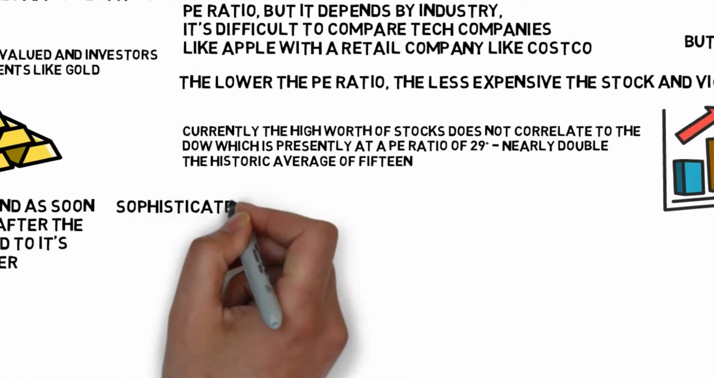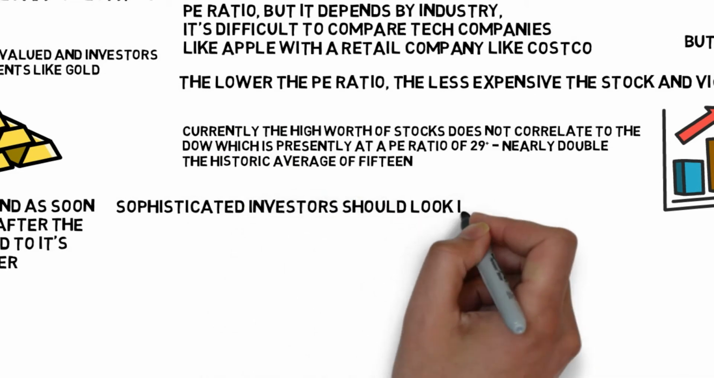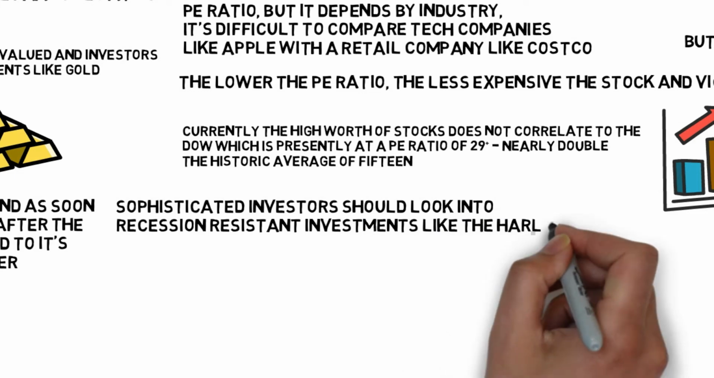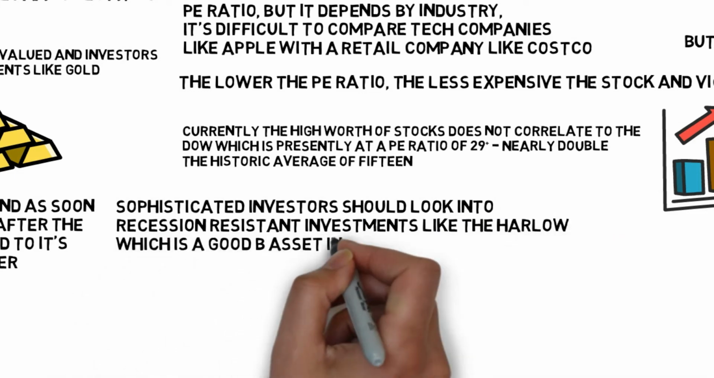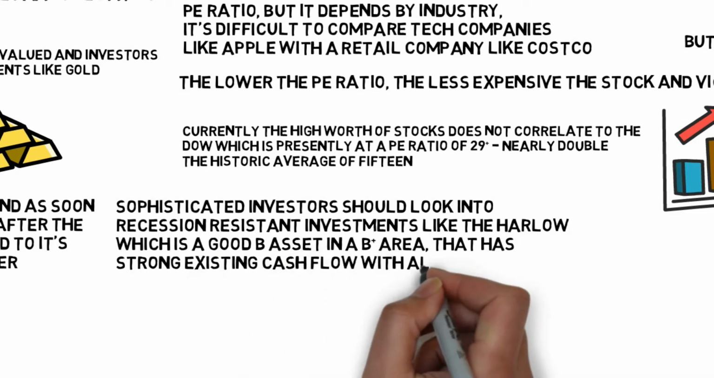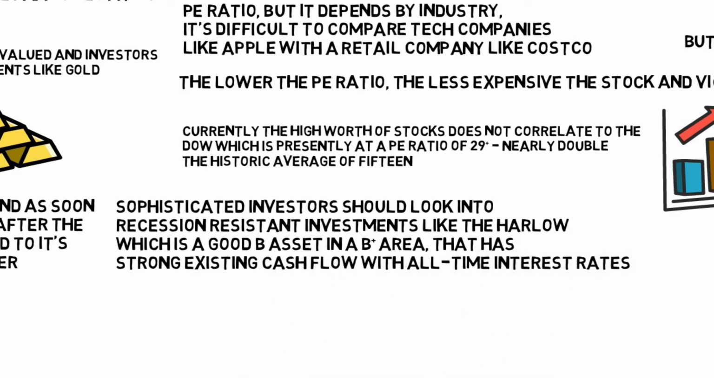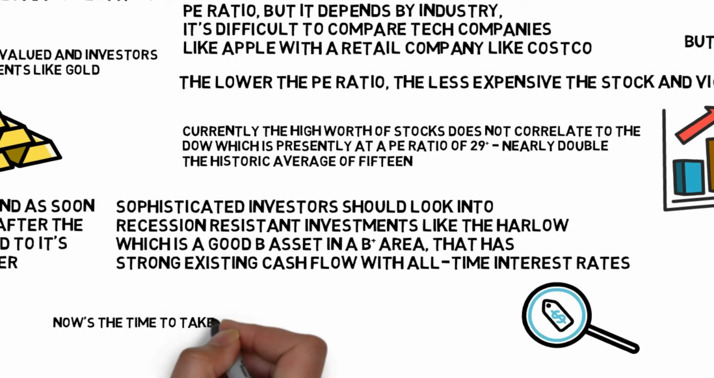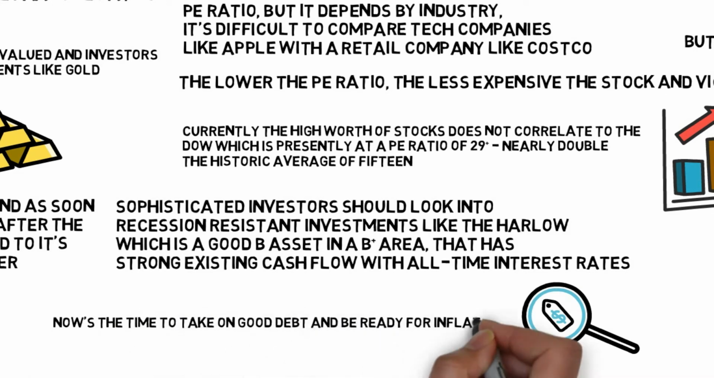Now, sophisticated investors should look into recession-resistant investments, cash-flowing, stabilized apartment buildings with some value-add opportunity in there to bump the rents up. We're looking for strong existing cash flow already in place with all-time low interest rates. Now is the time to take on good debt and be ready for inflation, because it's coming. How else are we going to pay for all this government stimulus?